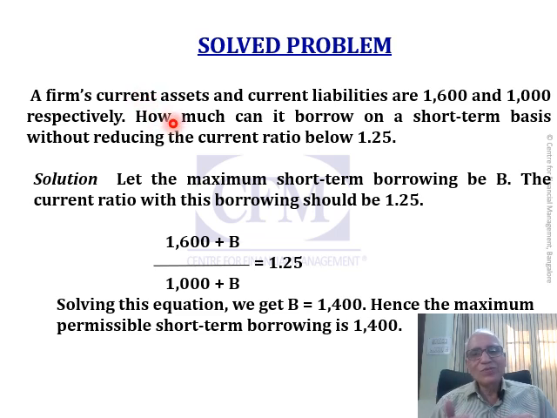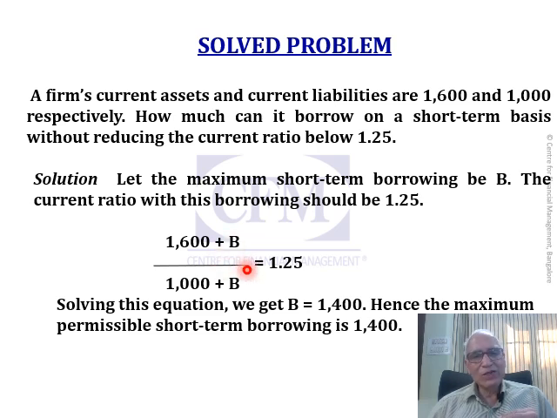Let us assume that whatever is borrowed on a short-term basis will be kept in a bank deposit or in the form of some other current asset. Let the maximum short-term borrowing be B. The current ratio with this borrowing should be 1.25. So we set up an equation like this.